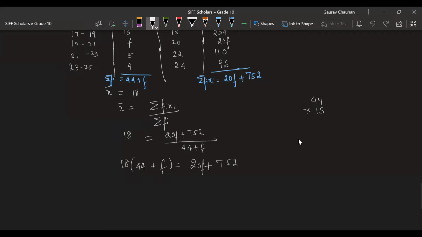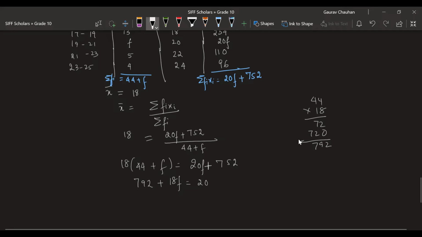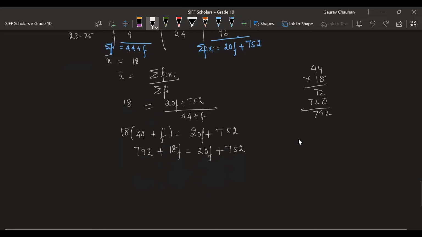44 into 18. 18 fours are 72, and 0. This is also 72. 792. Okay, 792. Fantastic. 792 plus 18f is equal to 20f plus 752. Now we take all f to one side, other numbers to the other side. 792 minus 752 is equal to 20f minus 18f.